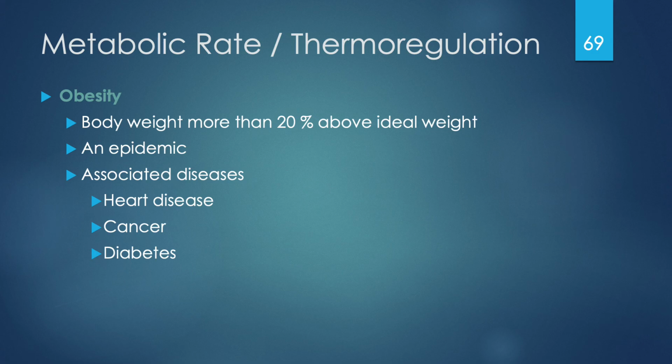Obesity is an epidemic in this country, and there are a whole host of associated diseases, including heart disease, cancer, and diabetes, and these all result in people having a lower quality of life and a shorter lifespan. We define obesity as a body weight that is more than 20% above the ideal weight for a given individual.